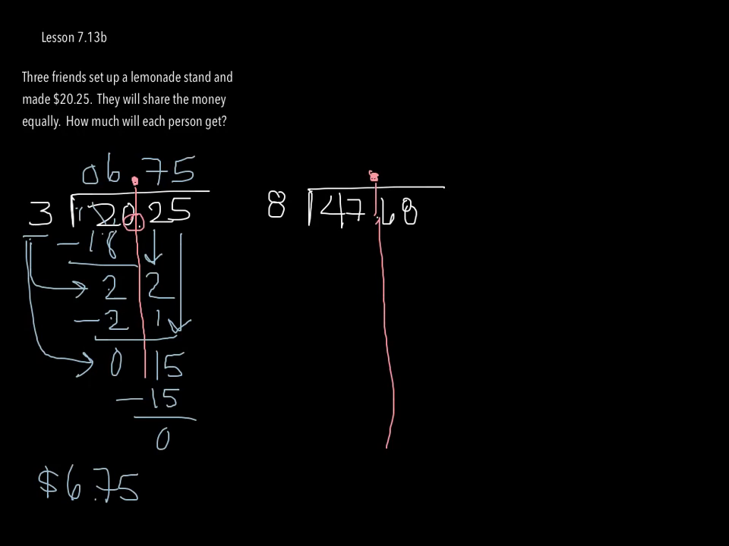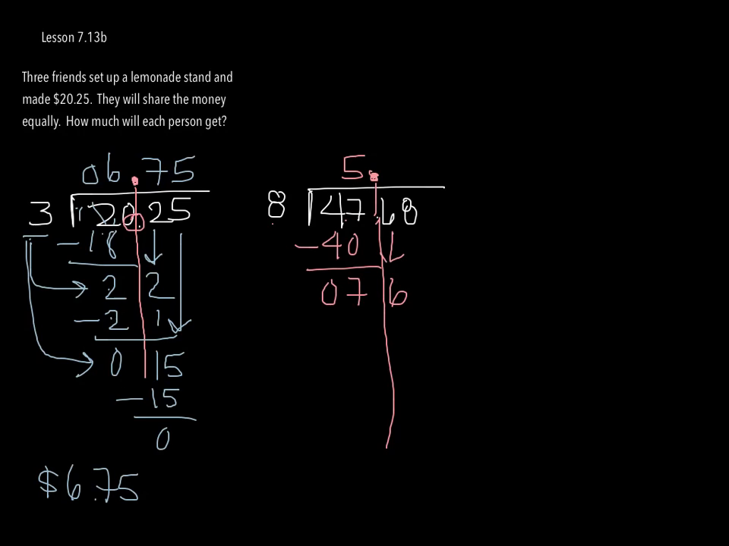How many 8's in 4? 0. How many 8's in 47? Well, 8, 16, 24, 32, 40, 48. No. Yeah, it's got to be 40. So put the 5 on top. Multiply. 8 times 5 is 40. Put answer on bottom. We subtract. 7 less 0 is 7. 4 less 4 is 0. Now we're going to bring down the next number, which is 6.